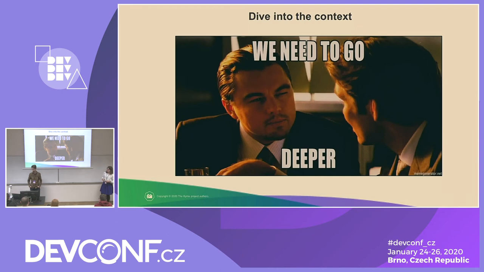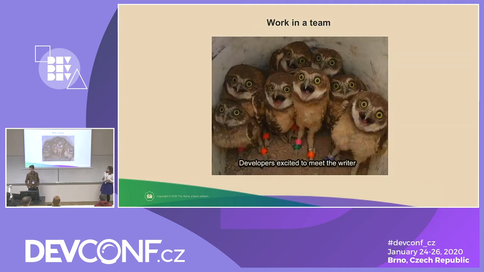So starting with the context, as technical writers, we really dive deeper into the context on the same level as developers. And keeping the code so close to our documentation really helps us to do so, right? So we are always in the loop. And this, in turn, also affects our work as team members. These are our developers excited to meet the writer. So it really helps us to be on the same team as the developers.